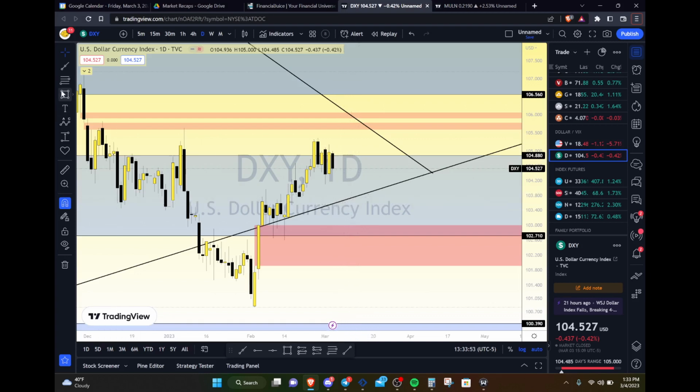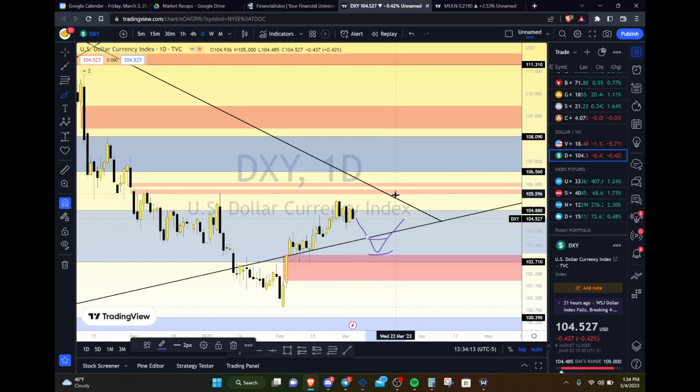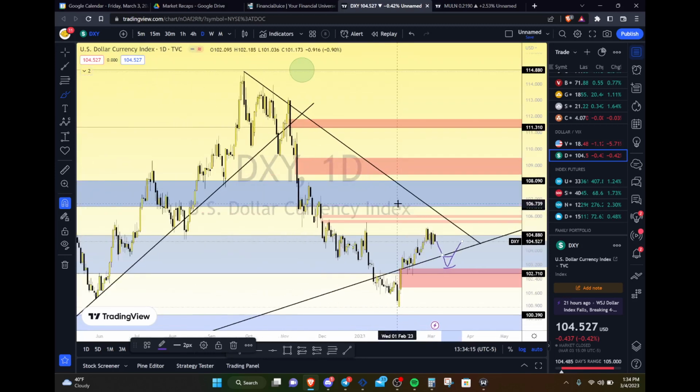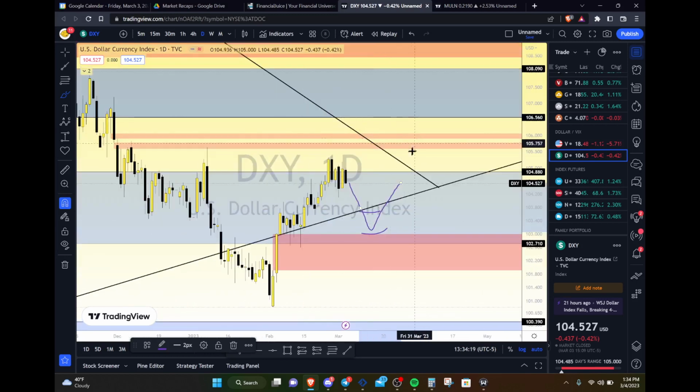Okay, so I am looking for a slight push down back towards this ascending trend line, and currently we will be looking for a higher low structure to form around this zone here, or potentially an extended move down to then come back up towards 104.88, and ultimately looking to tap towards this descending trend line that comes from the all-time high made in 2022, and then towards these fair value gaps here.